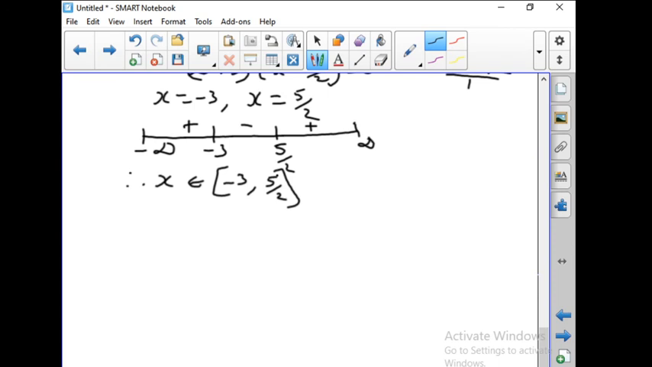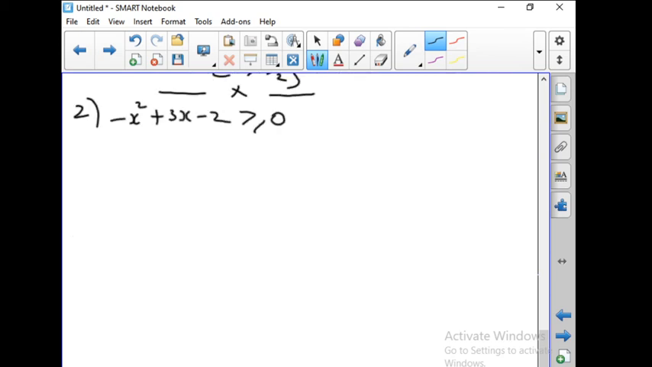Okay, now we will go to the second question. The second one is also a very simple one. What is it? −x² + 3x − 2 ≥ 0. So we are having −x². To remove the minus, multiply throughout by −1. When you multiply throughout by −1, what do you get? x² − 3x + 2 ≤ 0.